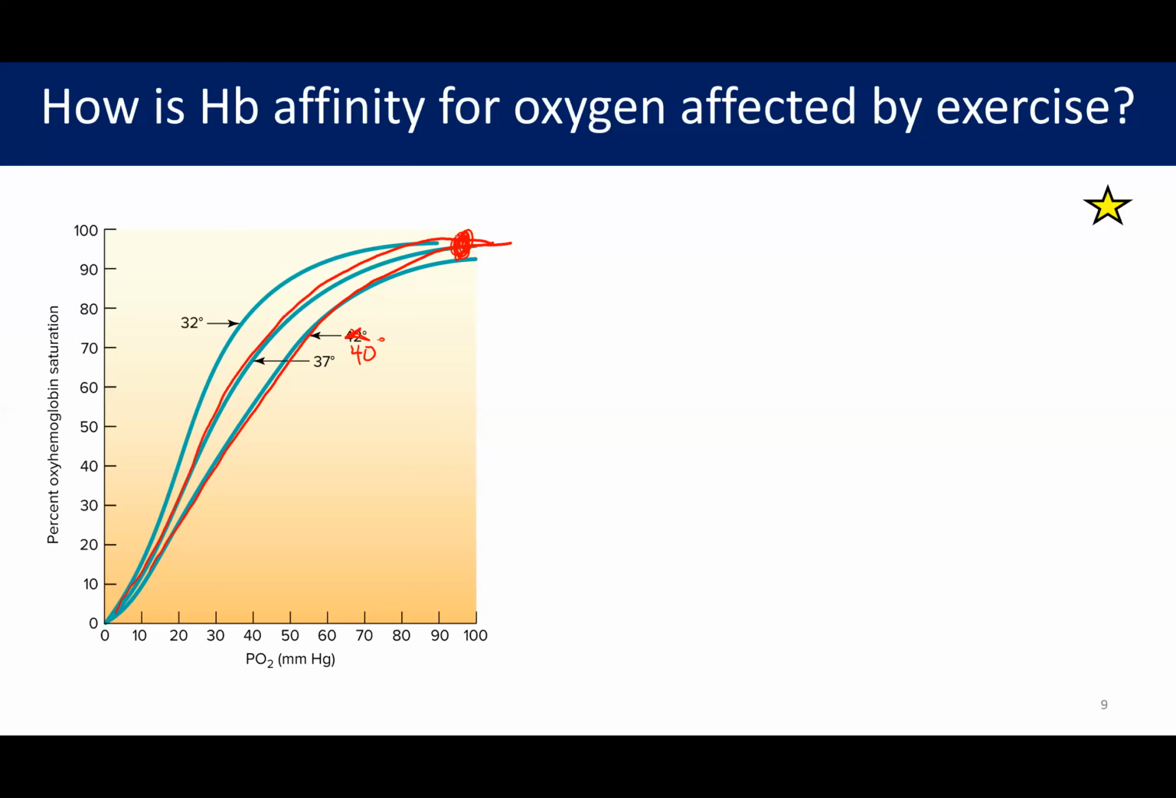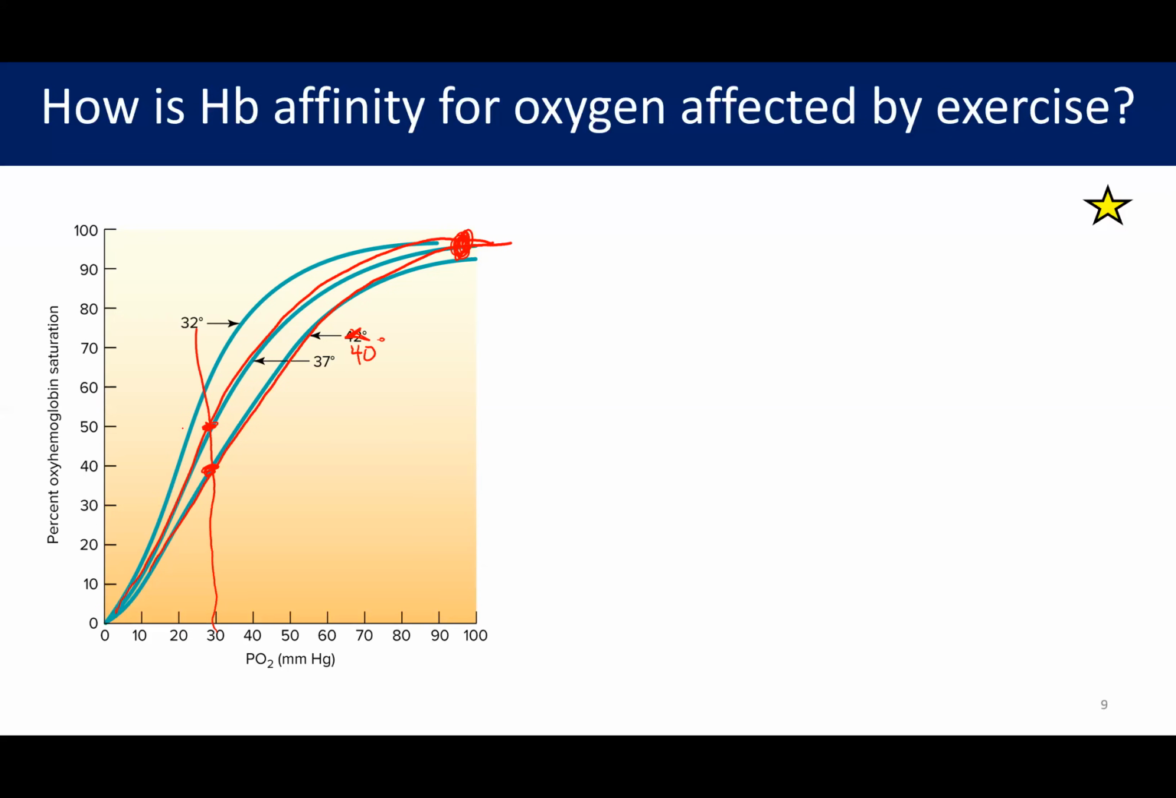But look what happens at the level of the muscle. So let's say our muscle is 30 millimeters of mercury, the pressure of oxygen there. So at rest, at a resting temperature, it would only let go about 50% of the oxygen. So that's like the school bus getting to the school and only letting half of the kids off. When you heat up for exercise, now the hemoglobin lets off 60 to 70% of the oxygen. So the muscle has more oxygen available to it to fuel the exercise.